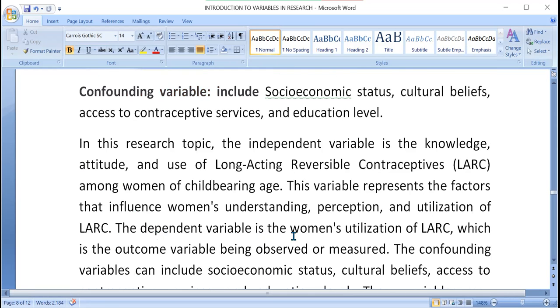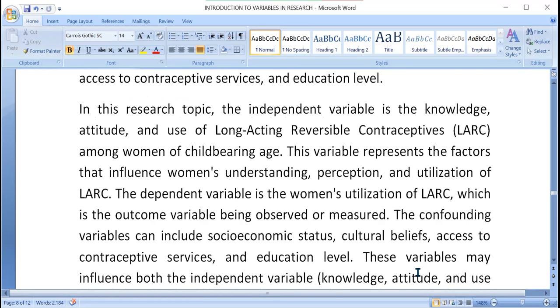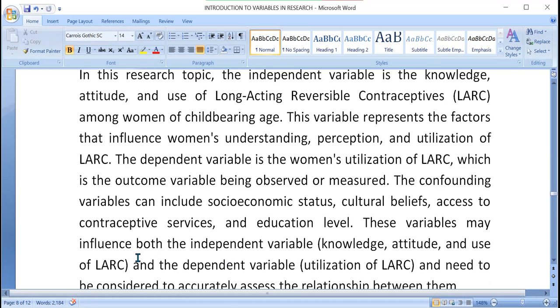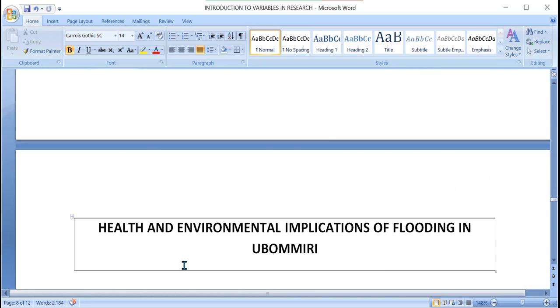The dependent variable is the woman's utilization of LARC, which is the outcome variable being observed or measured. The confounding variables can include socioeconomic status, cultural belief, access to contraceptive services, and educational levels. These variables influence both the dependent and independent variables.